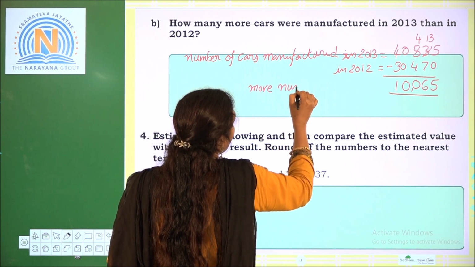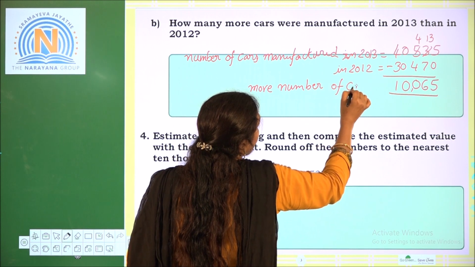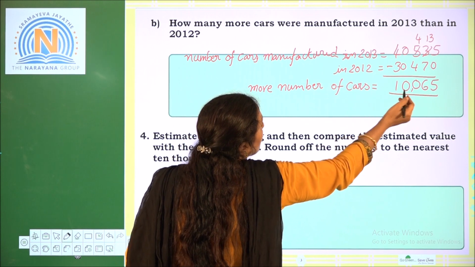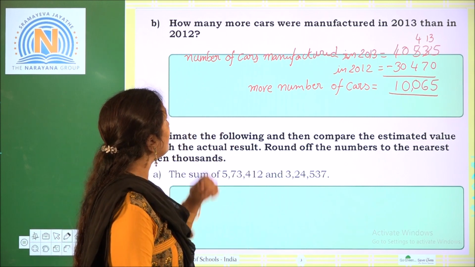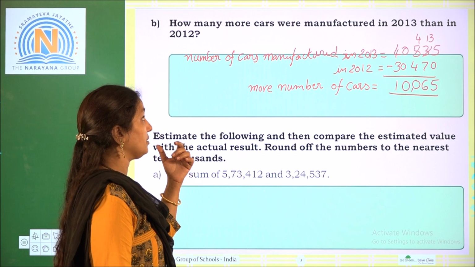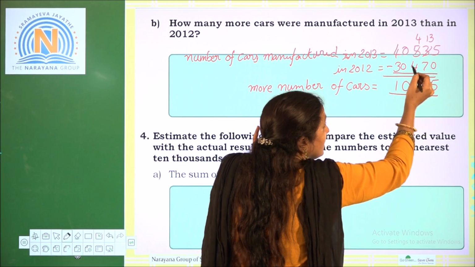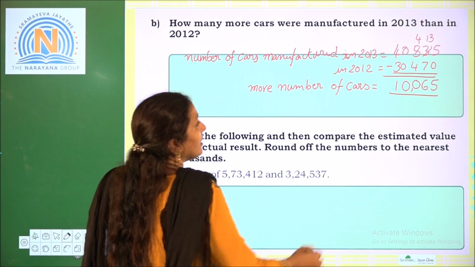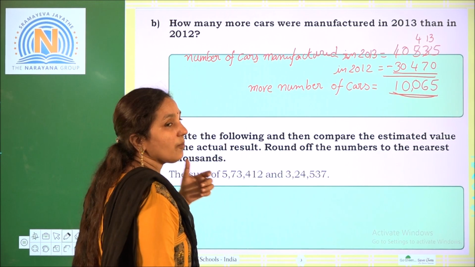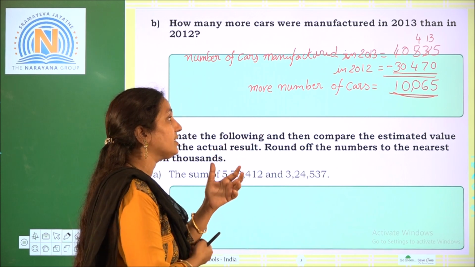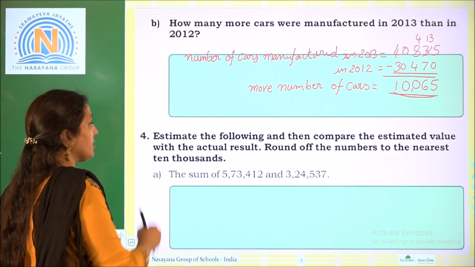More number of cars means 10,065 cars more than 2012. In 2012 only 30,470 were manufactured, but we have to find how many more cars were manufactured: 10,065. Coming to next one.